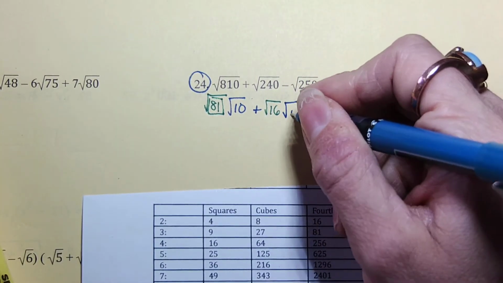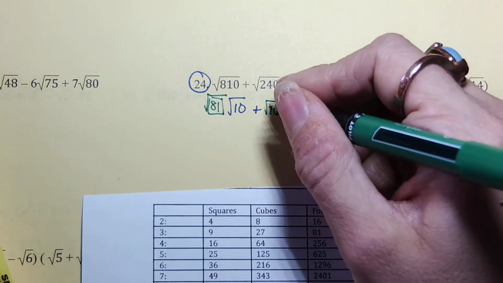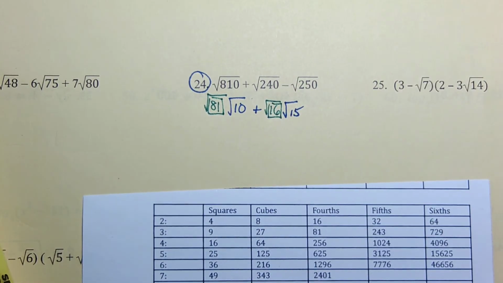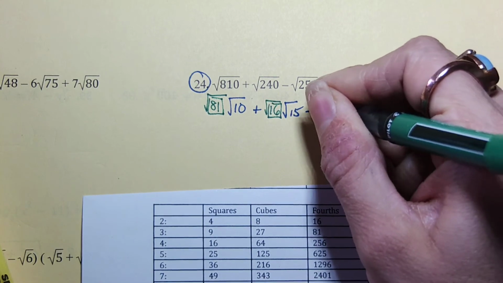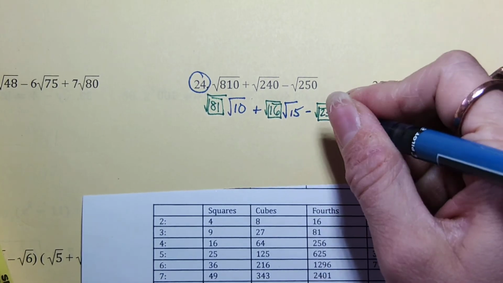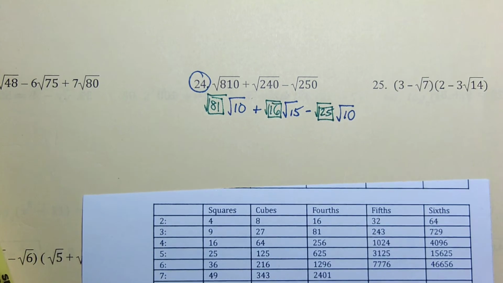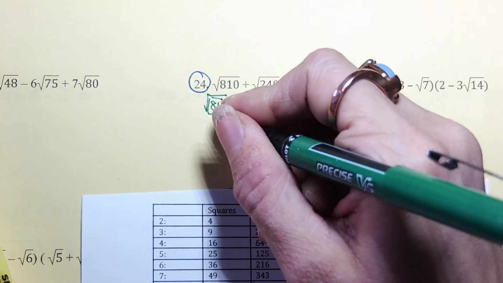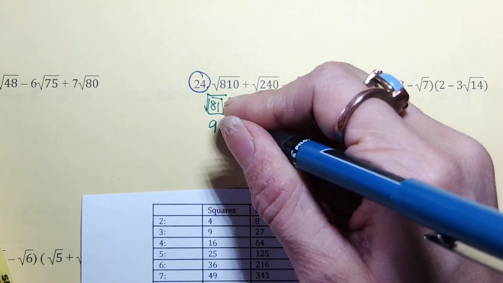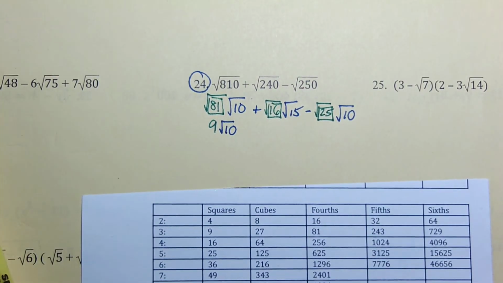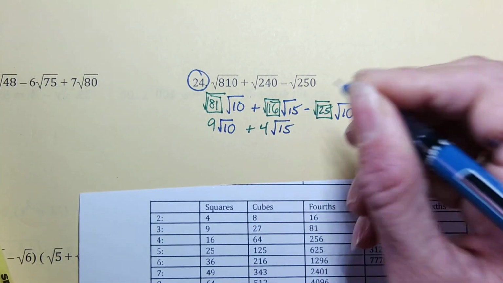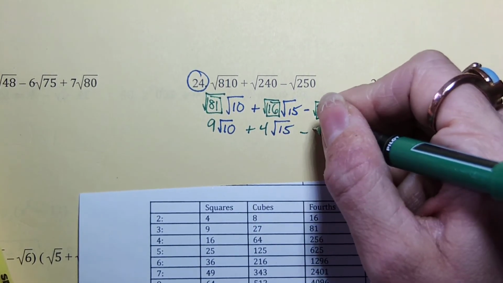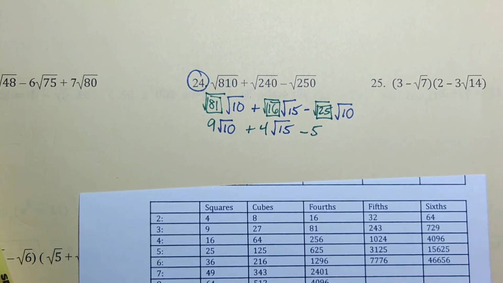And then 15 is what's left over. So what about 250? Any perfect squares jumping out at you? 25. So 25, and then 10. So now I simplify. Square root of 81 is 9, so 9 rad 10. Square root of 16 is 4, so 4 rad 15. And the square root of 25 is 5. And take note that there is a negative in front.